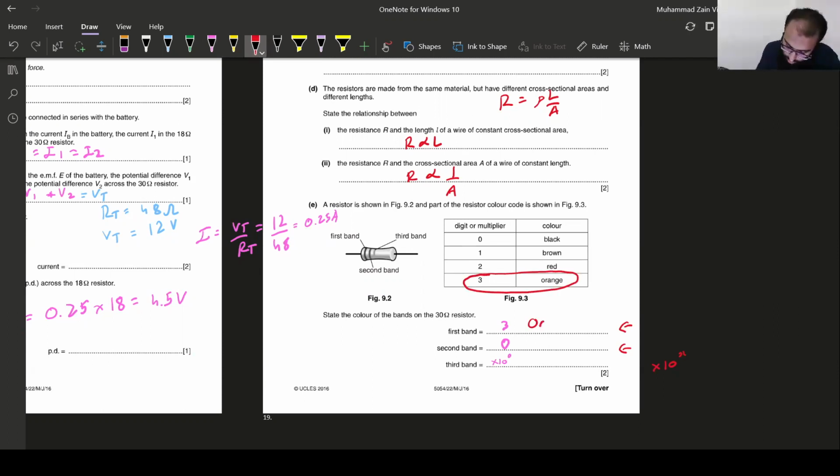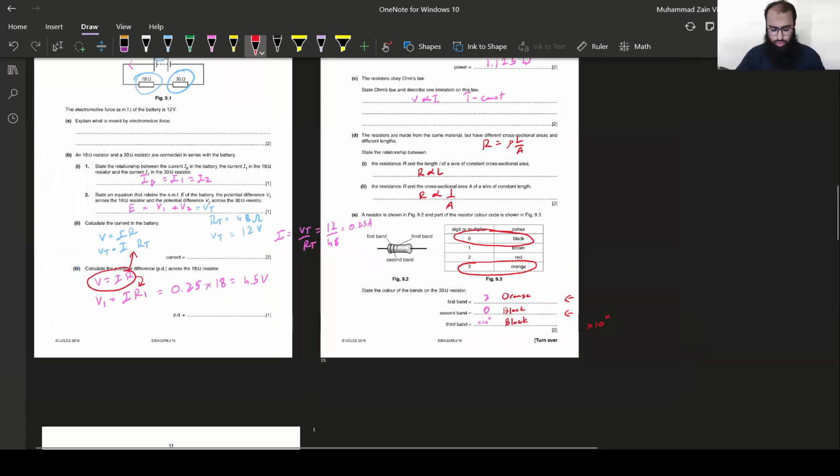So the first band is supposed to be orange. And then 0 is suitable, like the color black gives me a value of 0. So this would be black, and so would this be black. So this is just simply how I do these questions. I hope this part is clear to everyone.